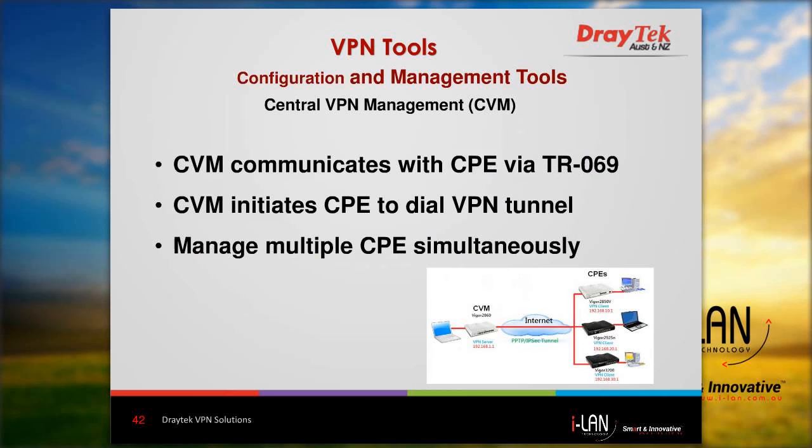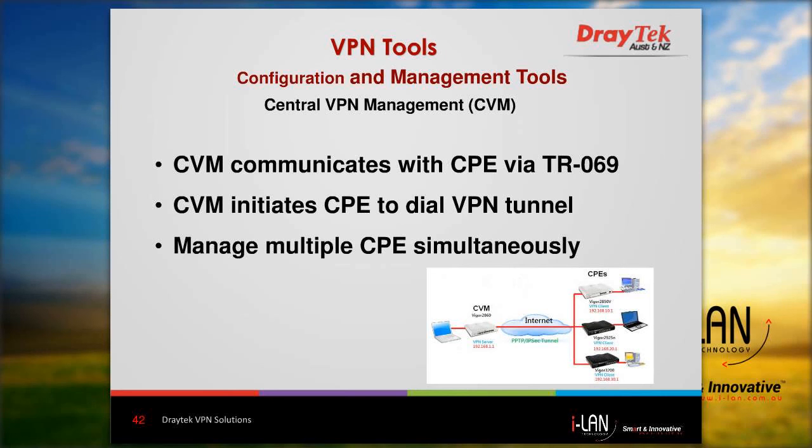And I'll just quickly go through what CVM does. Central VPN Management communicates with all the CPE devices, that is the branch office routers, using the TR-069 protocol. And CVM initiates the CPE, the remote routers, to dial into the VPN tunnel. So the CVM router, which in our case is the 2860, I don't think you can see the diagram down the bottom there, is configured for dial in, and the remote routers are configured for dial out.